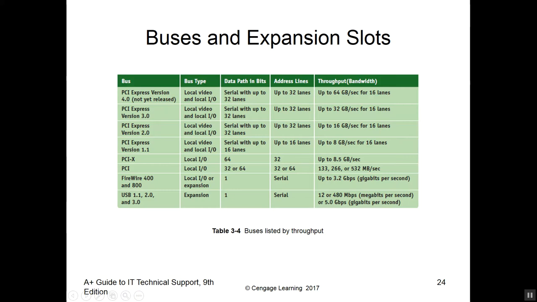Now this is substantial. When we get up to PCI Express, version 4 is not yet released, at least at the time this was printed in 17. We got up to 64 gigabits per second for 16 lanes. Now you can get up to 32 lanes. You're not going to get 64 gigabits per second on 32 lanes, but if you get up to 16 lanes, you get 64 gigabits per second.